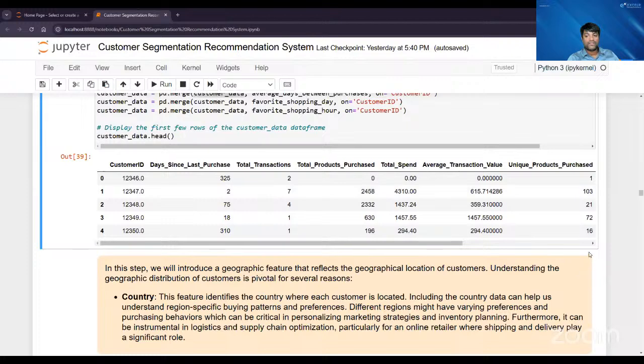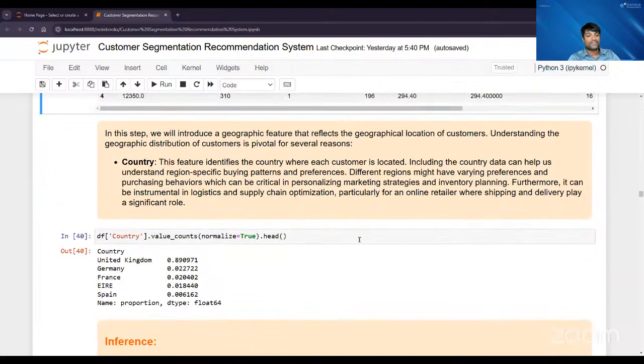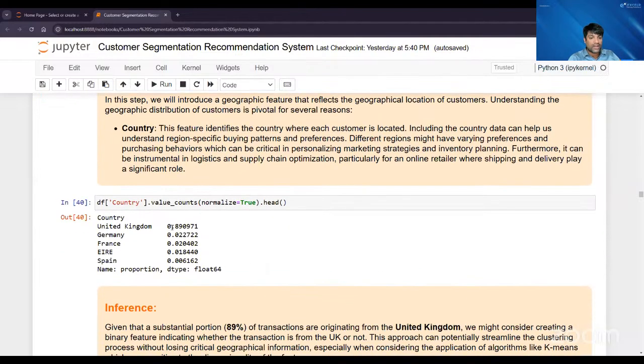Coming to the next part, which is the country. Most of the data set is based upon the UK, because it's a mostly UK based project. The customers are mostly based in the UK. So here you can see almost 90% of the data is from the UK.